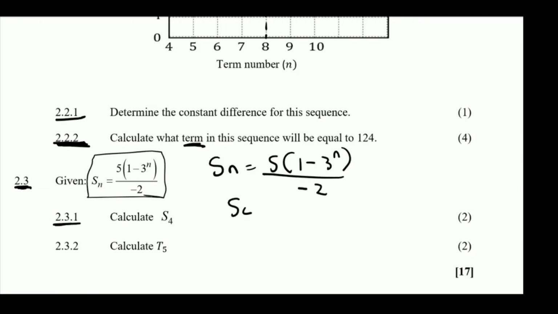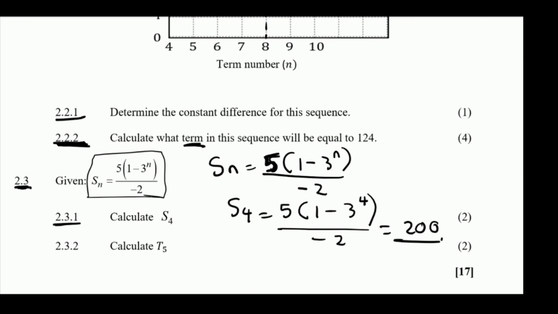So S4 is equal to, so this is 5, just so you know. So it's going to be 5 into 1 minus 3 to the power of 4, and then we divide by minus 2. If you punch your calculator, you should get 200. So S4 is equal to 200.